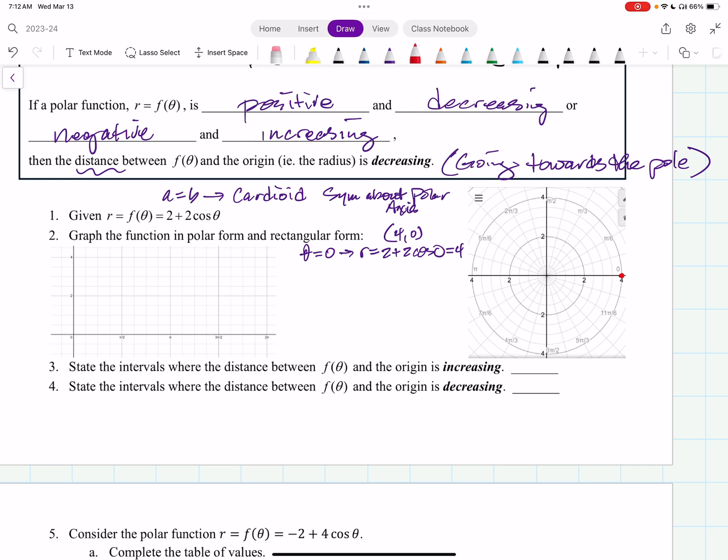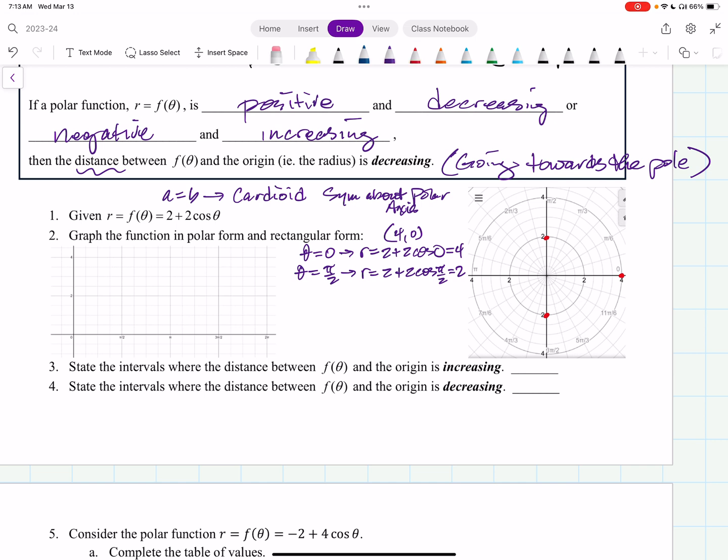I'll substitute in pi halves. Let's get some points going. This is what we've done in class extensively. You put an angle in, that's your input, and then you get a radius out. Then you plot your point. Or you can remember the basics of a cardioid. Cosine of pi halves is 0, times 2 is 0, and then plus 2 is 2. So 2 comma pi halves would be up here. It's symmetric about the polar axis, so I know another one is down here because you reflect across the polar axis.